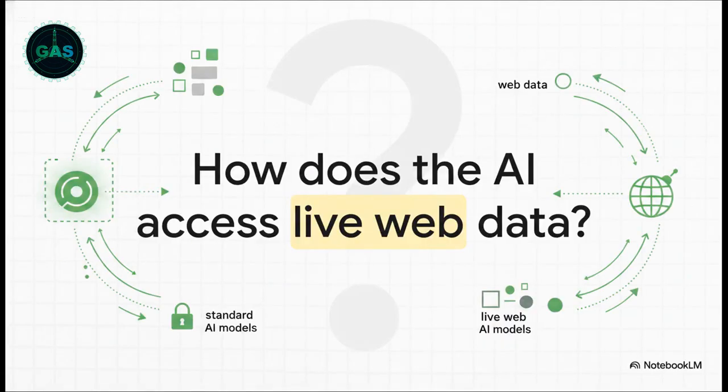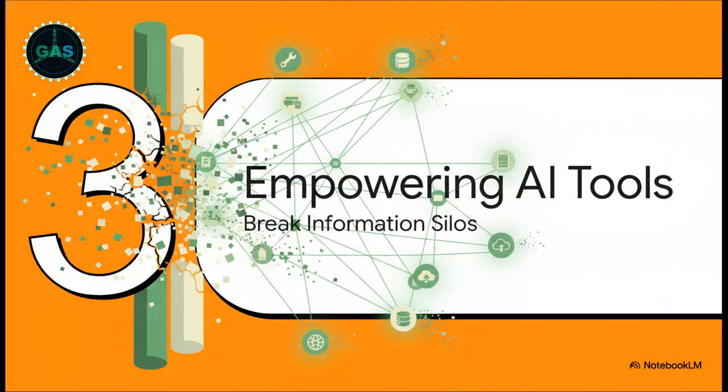But, you know, a conversational interface is really only as good as the data it can access. We all know standard AI models are locked to their training cutoff dates. So this brings up a crucial question. How does the AI access live web data directly from this hub? Section 3. Empowering AI with Tools, Breaking the Information Silo.